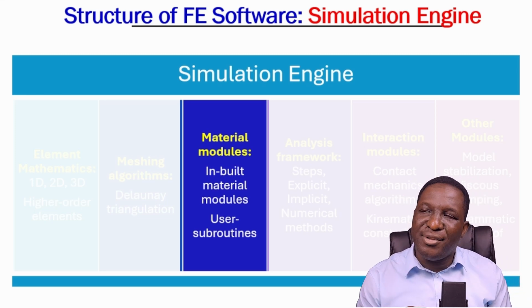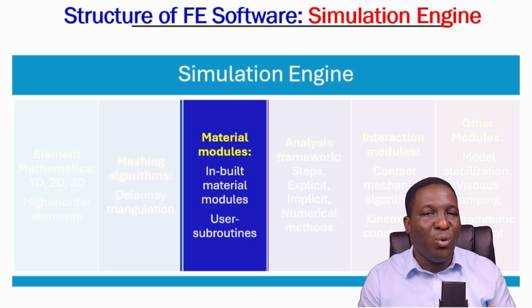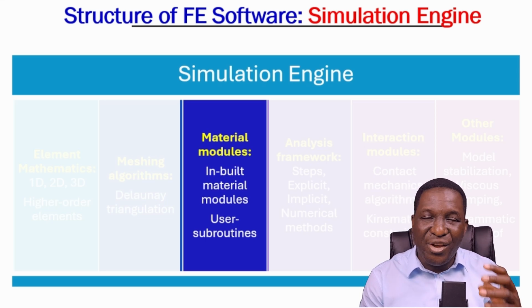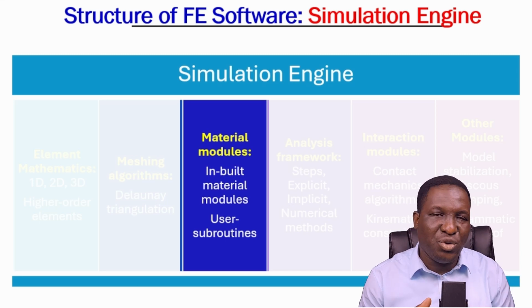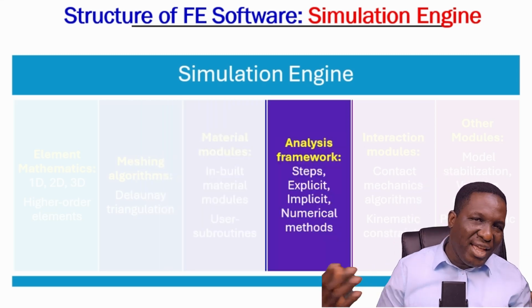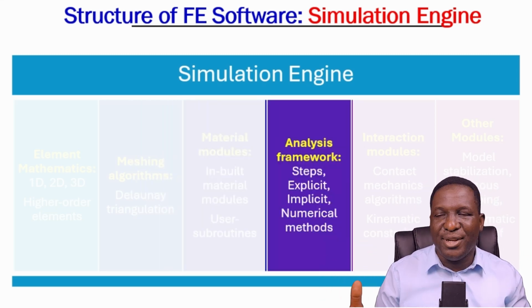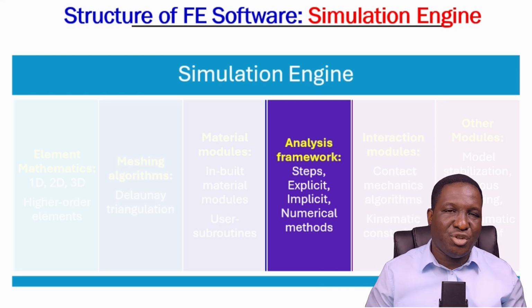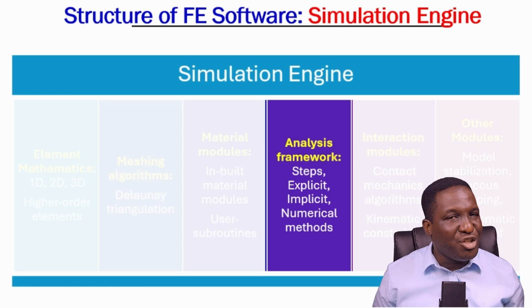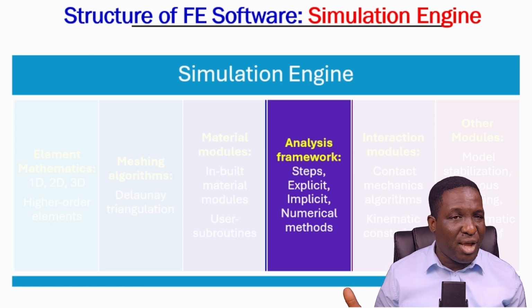And typically within Abacus, this is often done within a Fortran code or a C++ environment to allow you to create unique instructions for your material that you can bring into Abacus to make the simulation work. Other modules within the simulation engine include the analysis framework. This is where you show how to actually make the simulation progress smoothly without the simulation aborting.